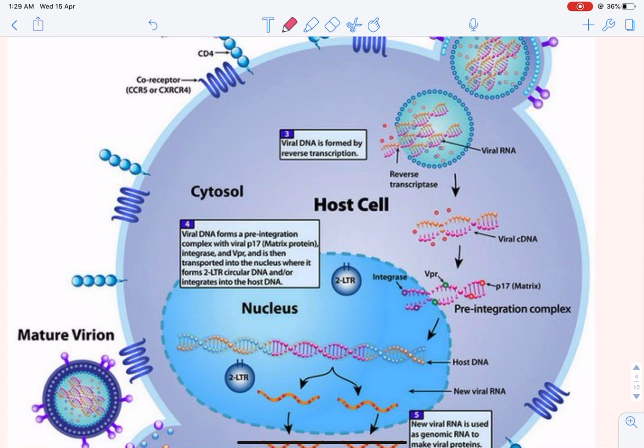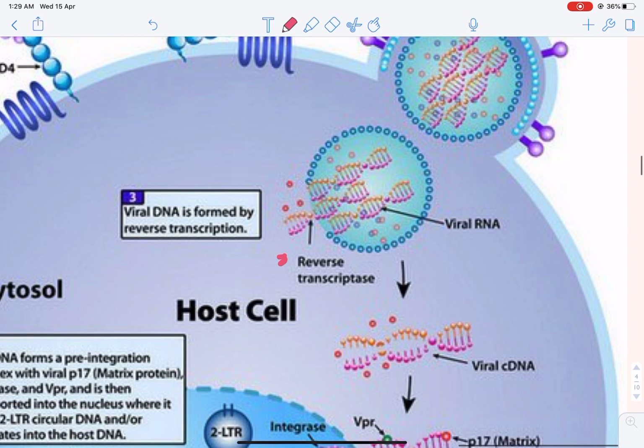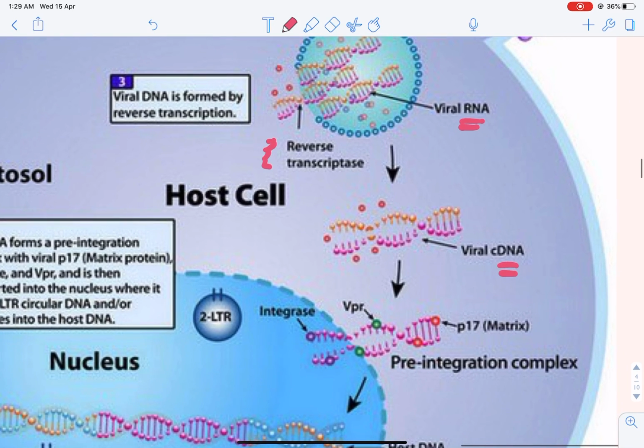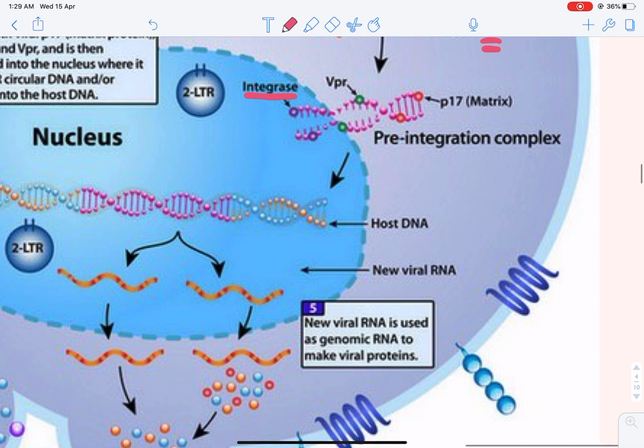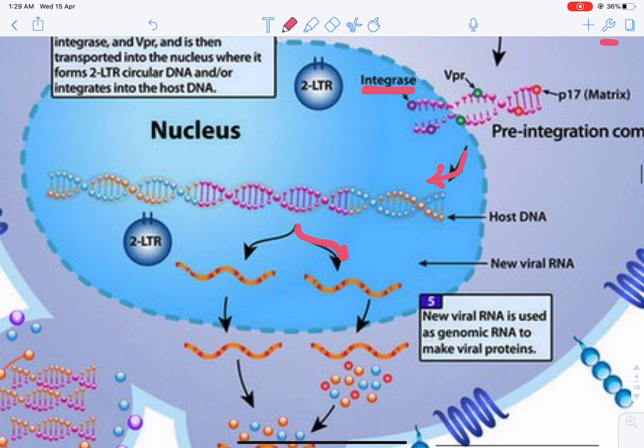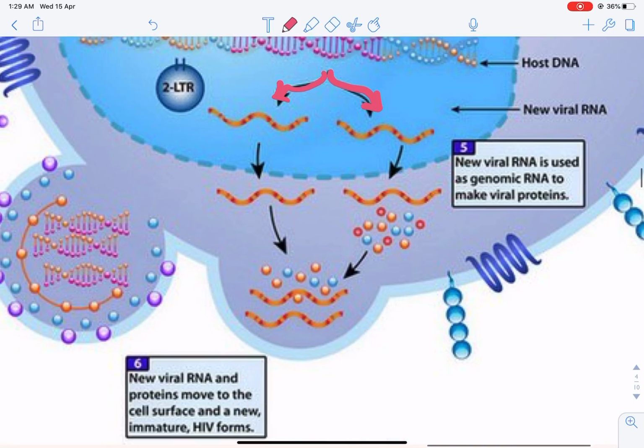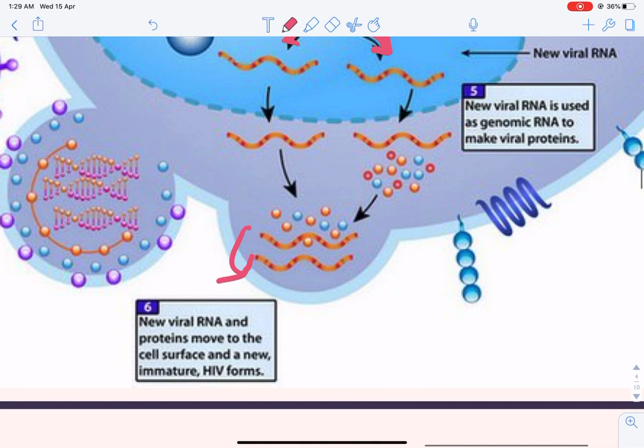So let's see what happens when the virus enters the cell. As I said, it's an RNA virus, so it needs the reverse transcriptase enzyme to convert its RNA into DNA, and this happens in the cytoplasm of the host cell. After this, it needs the integrase enzyme to integrate into the genome of the host cell to be replicated and go out of the cell as a mature virus.